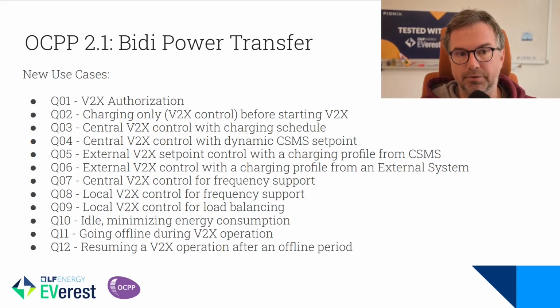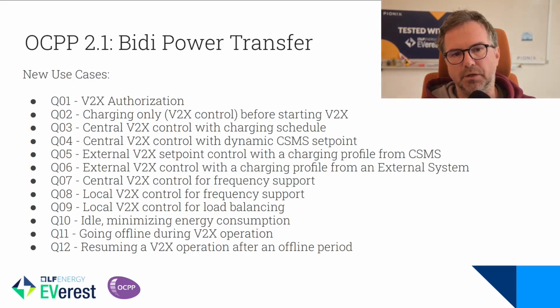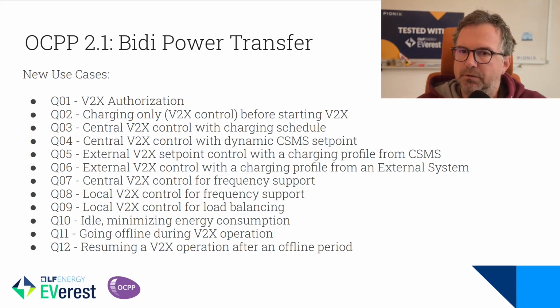So that's where there's a new authorization method. And then there's a lot of use cases for the different operation modes. So Q2 until Q10 are just the different operation modes and how to handle those in OCPP. Now then there's 11 and 12, which are for offline. How do you handle when a charger goes offline?